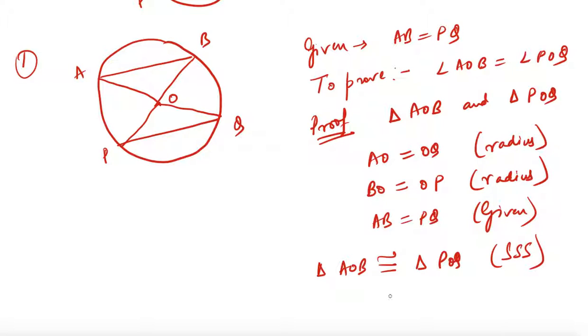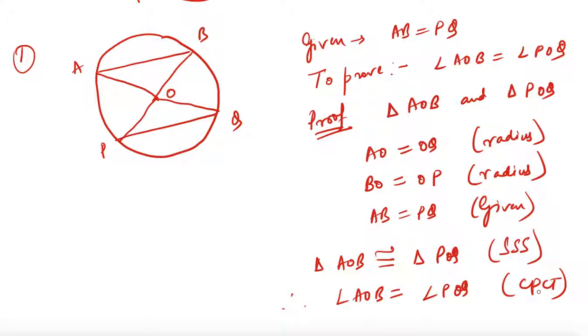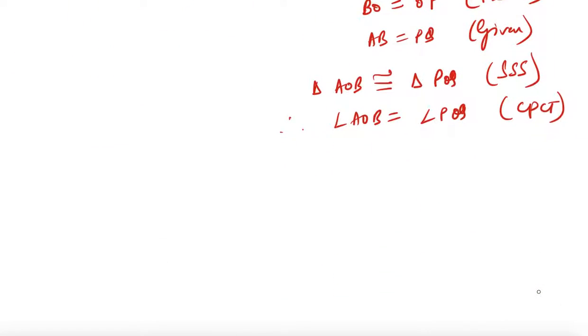So now since it is congruent, therefore I can say angle AOB is equal to angle POQ by CPCT, corresponding parts of congruent triangles, and this is how we prove our first theorem. Now let us go to the second theorem, that is the converse of the first theorem.